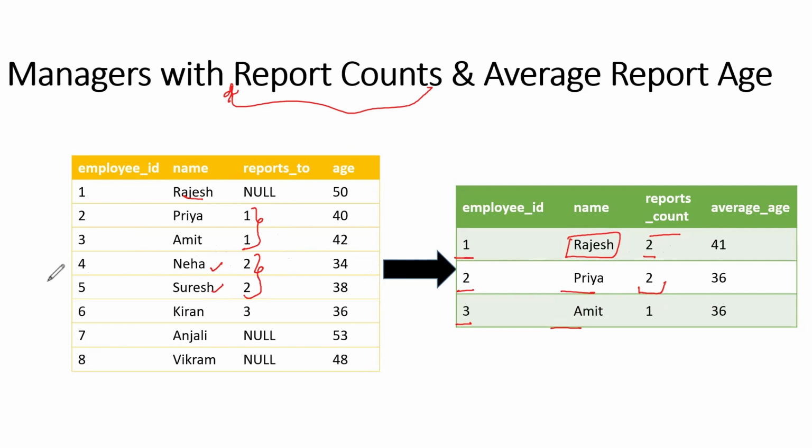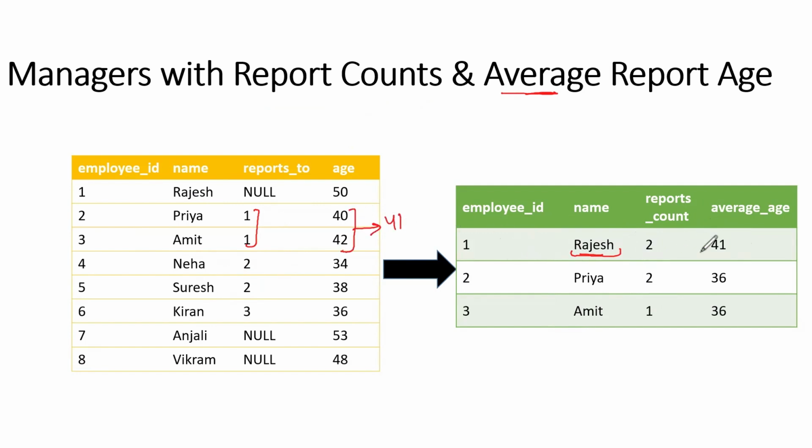Okay. The last thing that we have to find is average report age. If I talk about Rajesh, Rajesh is being reported by Priya and Amit. So what's the average age of Priya and Amit? Yeah, it's 41. So that's the expected output in this column. We have to find the average age of the reports.